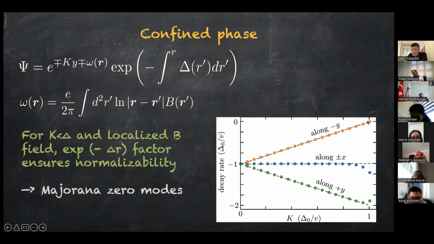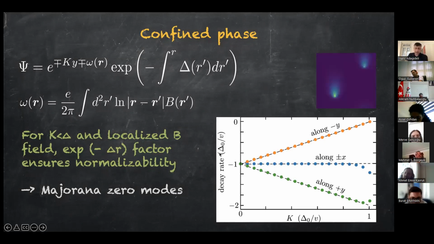Now you see that at delta equal to kappa, your superflow is very strong and something strange happens. First of all, the decay rate actually goes to 0. At the same time, you see something strange happening in the other directions as well. That is the telltale sign of a delocalization transition. Our Majorana zero modes are no longer going to be localized.